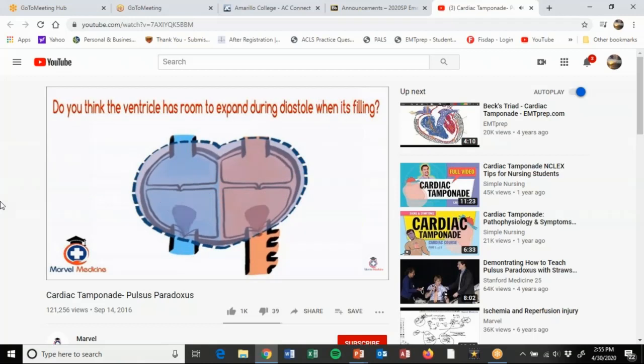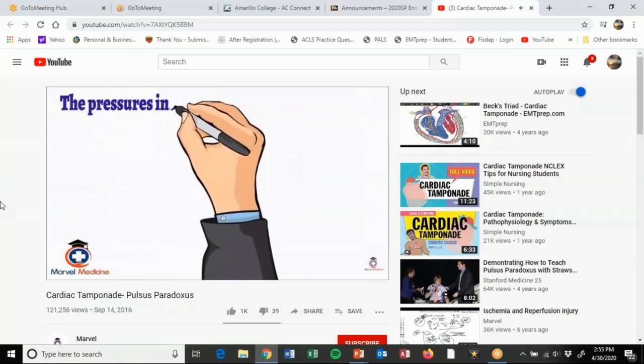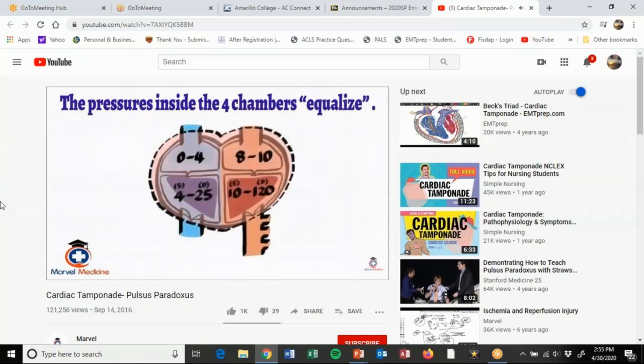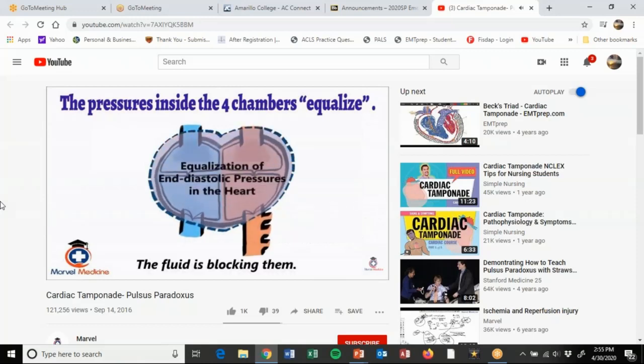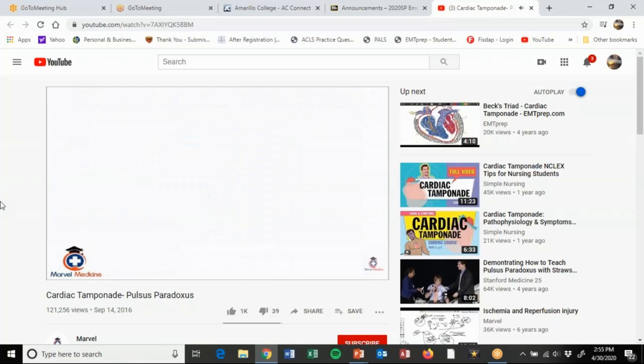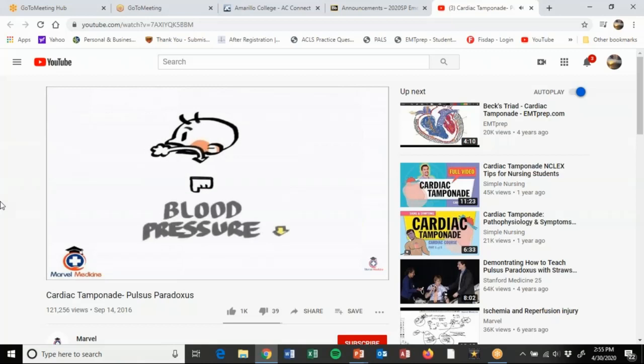So we don't eject as much blood. That causes blood pressure to decrease. It causes the systolic pressure to go down. Lots of pressures, don't worry about those. So as the pressure increases, they can't refill because that pressure is increasing the pressure inside the heart, that decreases the ability to refill. So what that causes is the systolic pressure goes down and the diastolic pressure essentially stays the same.